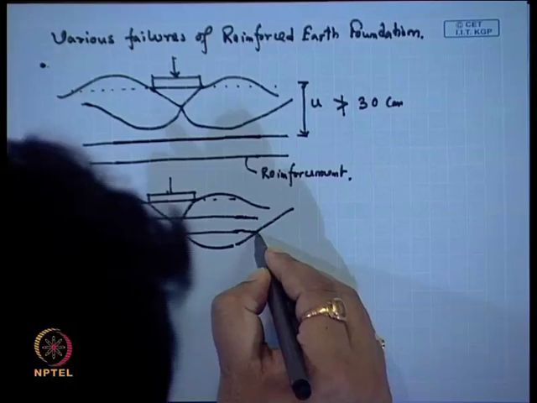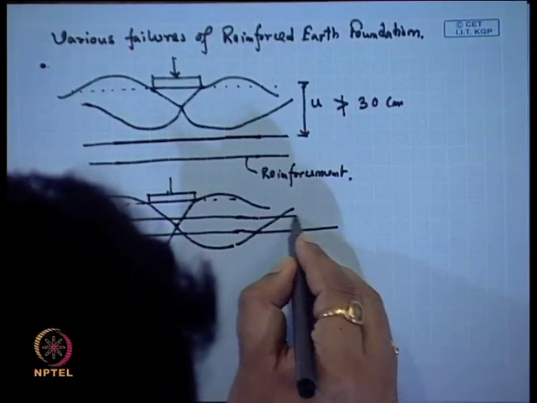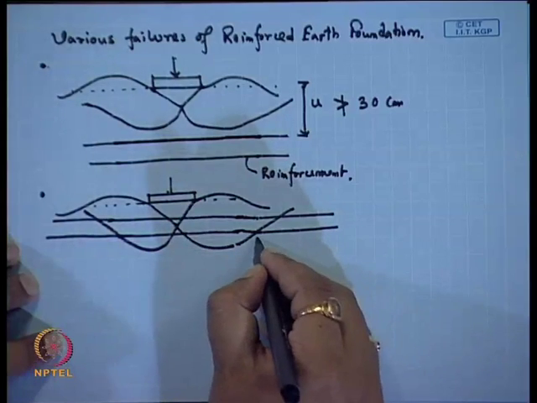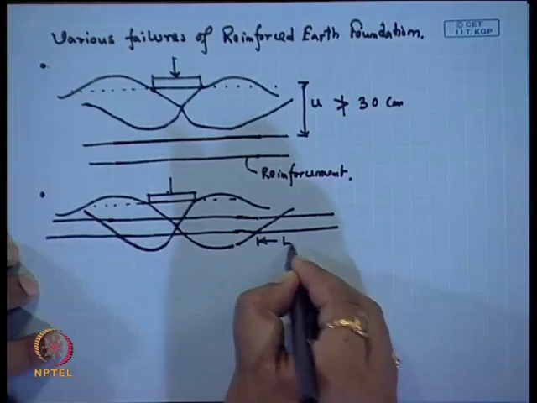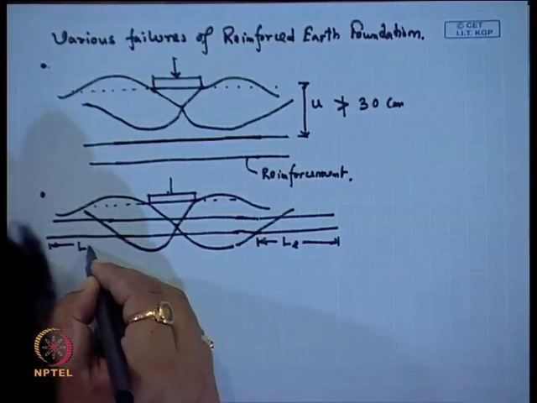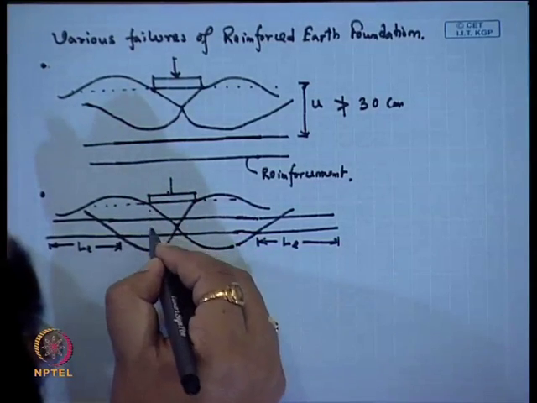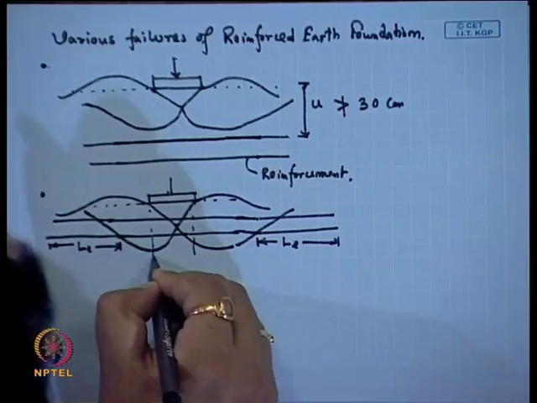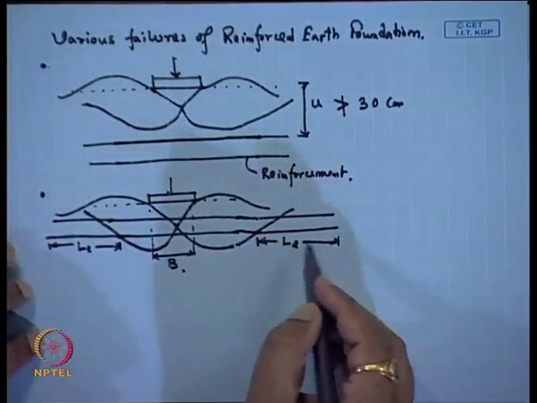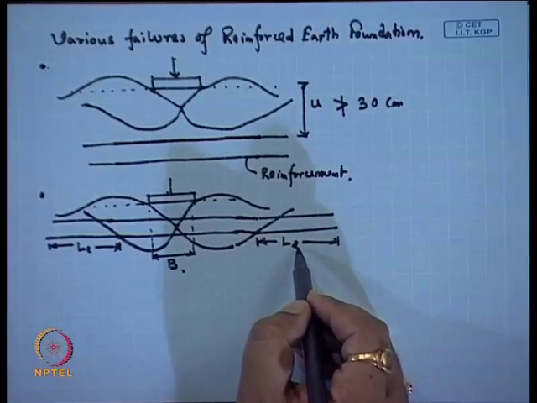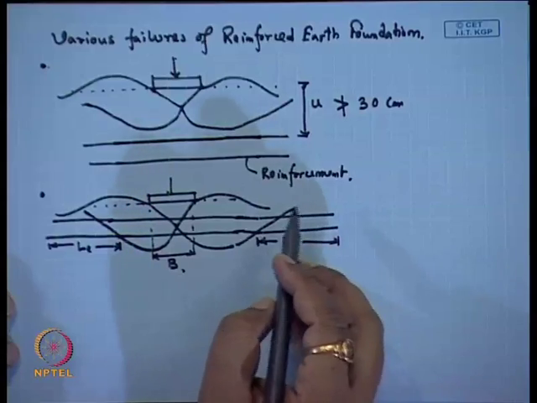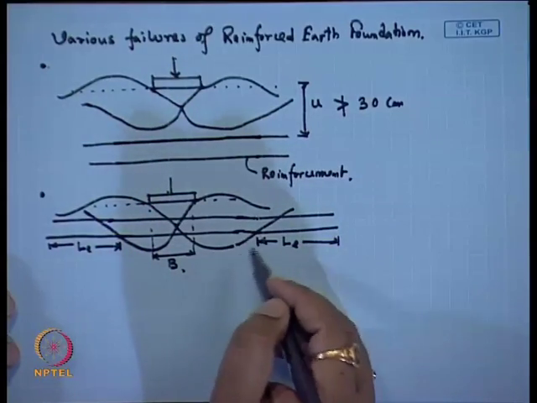When we place a sufficient anchor length beyond these two sides of the failure surface, then this is called the anchor length LE. So this is the failure surface, LE, and if this is B, that means this sufficient anchor length is required for the reinforced soil beyond the failure surface to give proper anchorage.